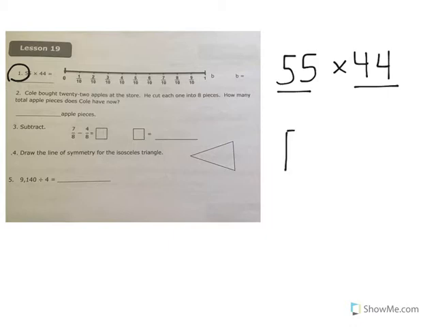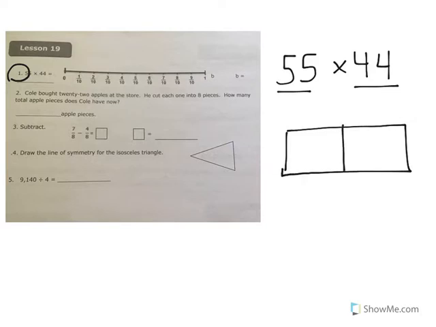Hi guys, we're doing lesson 17 out of your daily math activity workbook. Let's go ahead and get started with number 1. Number 1 says 55 times 44. The first thing I notice is that this is a 2-digit by 2-digit multiplication. So we can do the standard algorithm, but for our practicing purposes, let's go ahead and do area model.